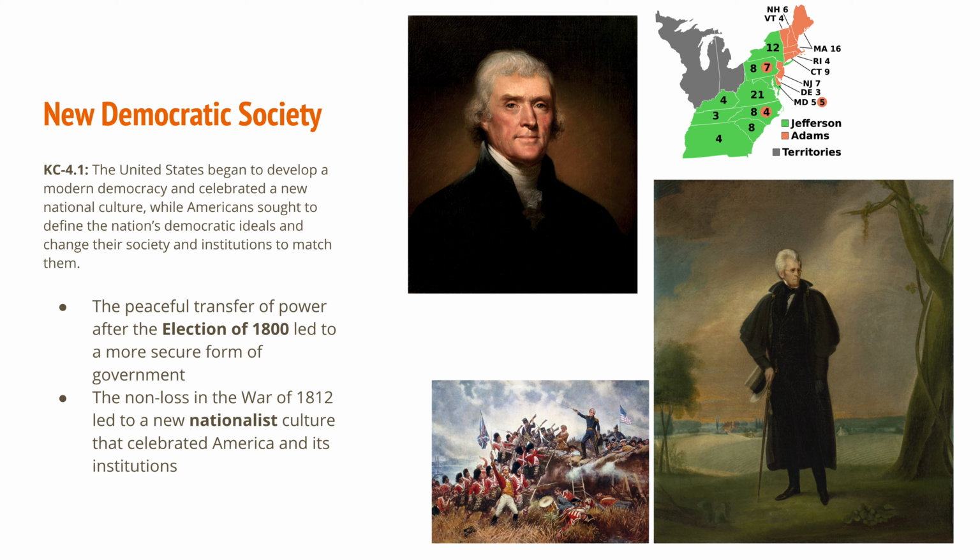So the United States began to develop a modern democracy, celebrated a new national culture, while Americans sought to define the nation's democratic ideals and change their society and institutions to match them. So one of the causes for this was the peaceful transition of power after the election of 1800, in which Thomas Jefferson defeats John Adams. And so it's a more secure form of government.